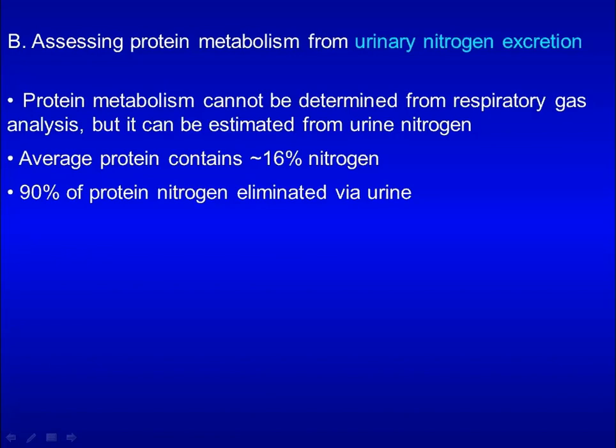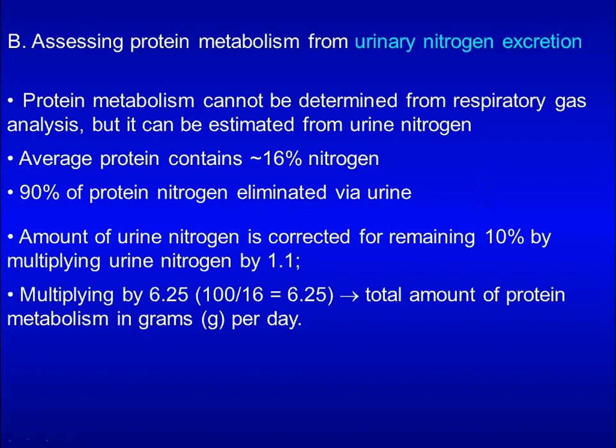Second method is based on urinary nitrogen secretion to estimate protein metabolism. As we know, the average protein contains about 16% nitrogen. About 90% of this nitrogen is excreted in the urine. The remaining 10% is excreted in the feces. Therefore, the rate of protein breakdown in the body can be estimated by measuring the amount of nitrogen in the urine, then adding 10% for the nitrogen excreted in the feces. Or we can do this simply by multiplying urine nitrogen content by 1.1 and then multiplying by 6.25. This will give us the total amount of protein metabolized in gram per day.